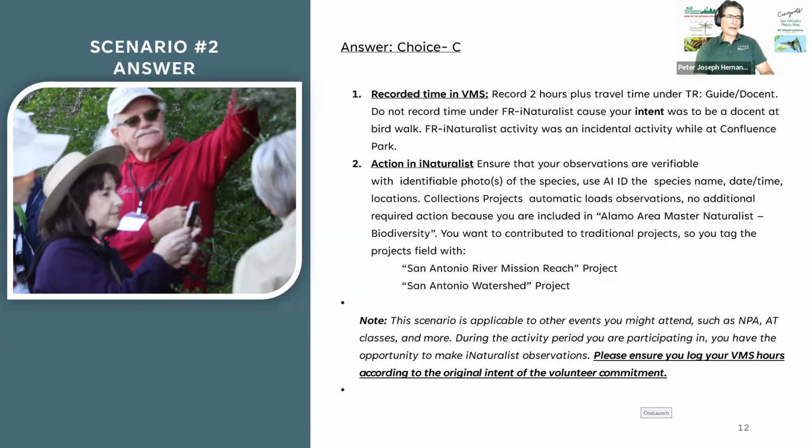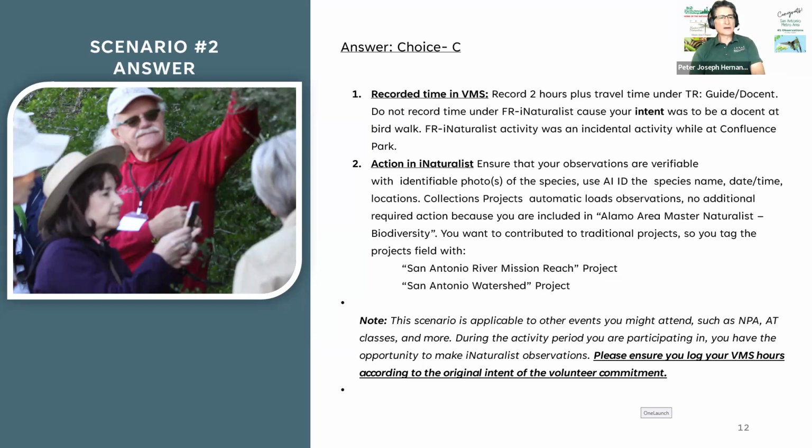But on the flip side, on actions in iNaturalist, again, you want to ensure that it's verifiable data, identify the photos or make sure the photos are identifiable. Use the AI if necessary, date and time, and location. And also, if you're doing collection projects like the Alamo Area Master Naturalist Bioblitz, perfectly fine.